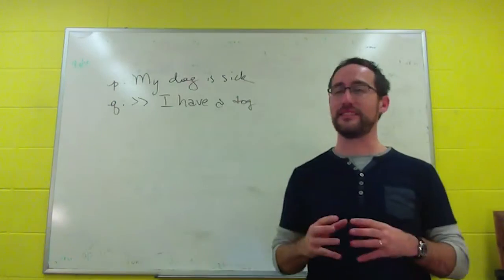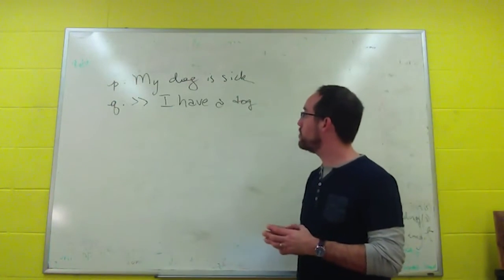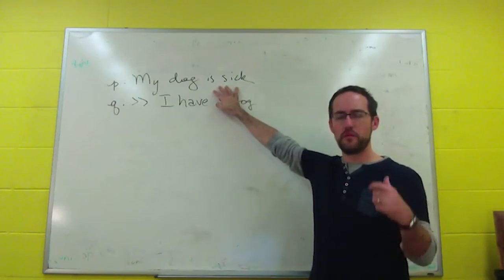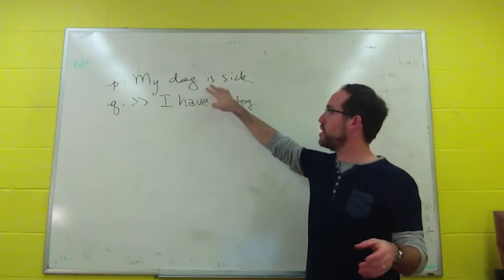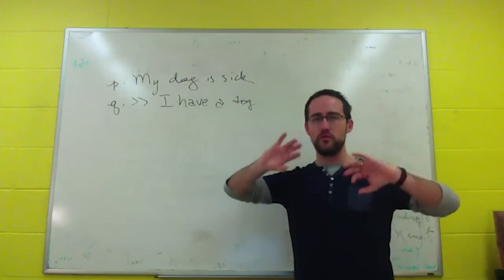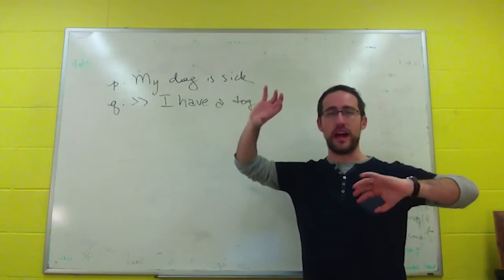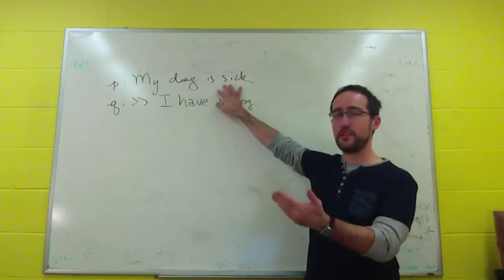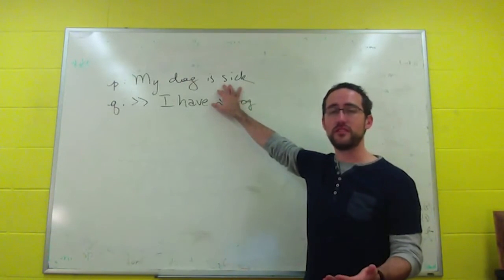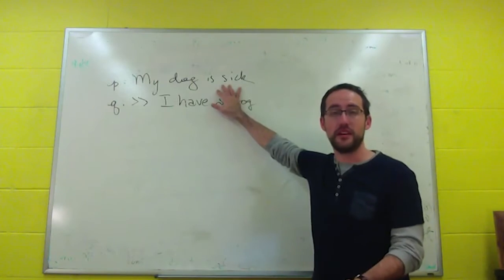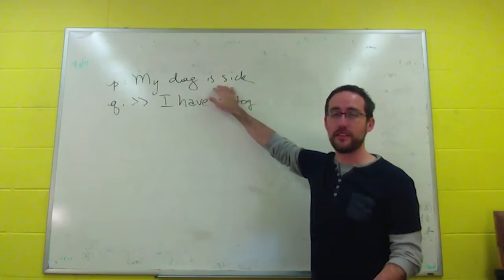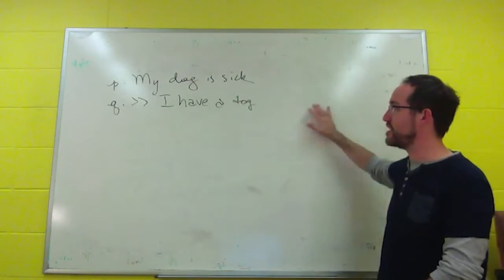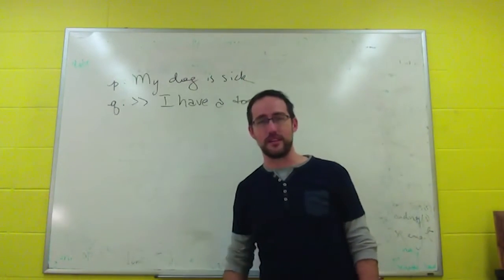And we can tell that it's not false because if it were false, then its contradiction would be true. Remember, contradiction is where two propositions cannot be true and false together. If one is true, the other has to be false, and vice versa. So if this is true, its contradiction is false. What's its contradiction? Well, my dog is not sick. So if my dog is sick, then it's false that my dog is not sick. If my dog is not sick, then it's false that my dog is sick.